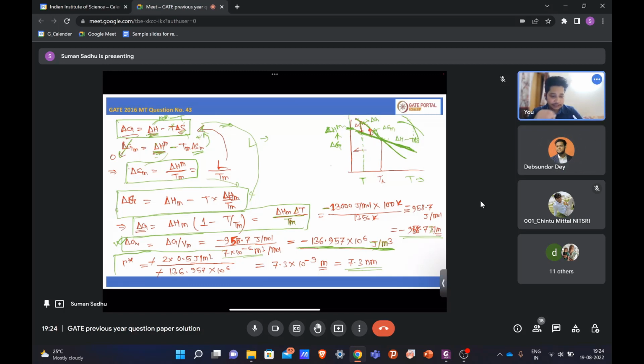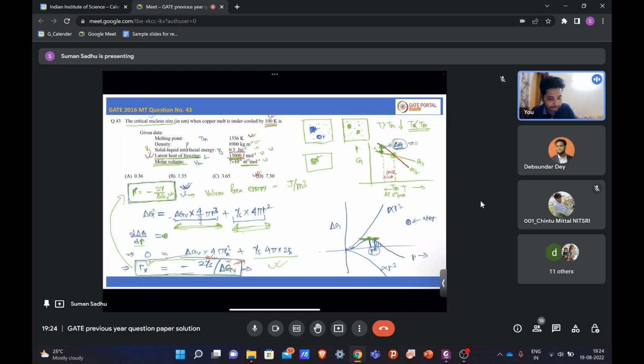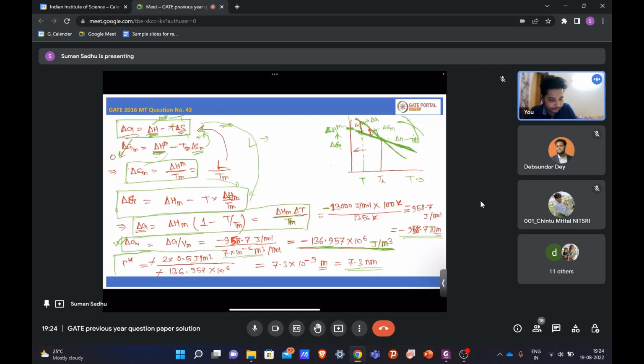Exactly at Tm, solidification will not start, because I have already told, right. At Tm, what is happening? If you see these two free energy curves, these two lines, at Tm this difference is zero, because at Tm Gs is equal to Gl. The free energy of solid and free energy of liquid is equal. So you don't need any extra energy, then only at this temperature will solidification occur.